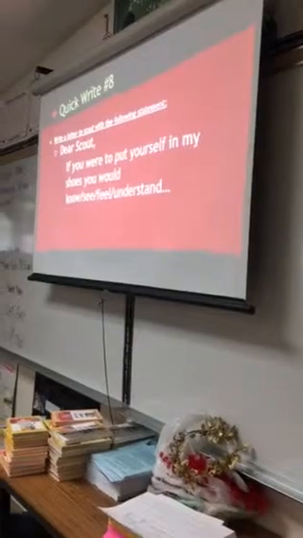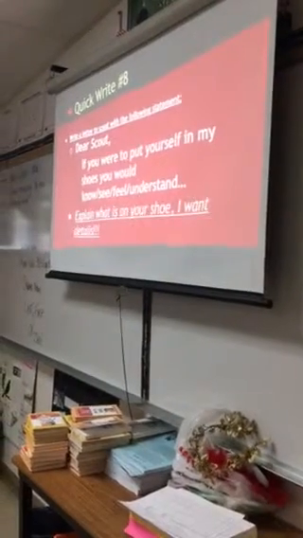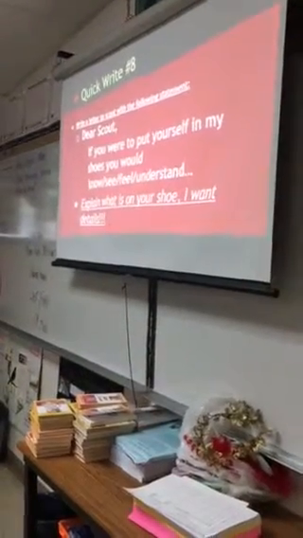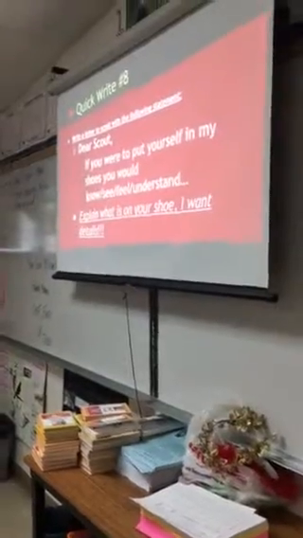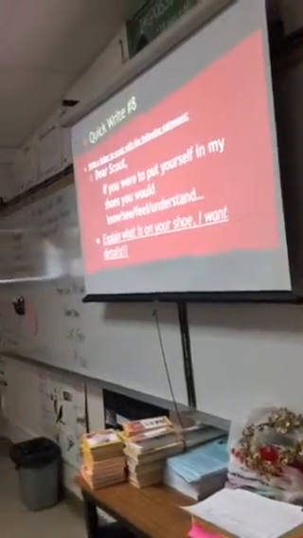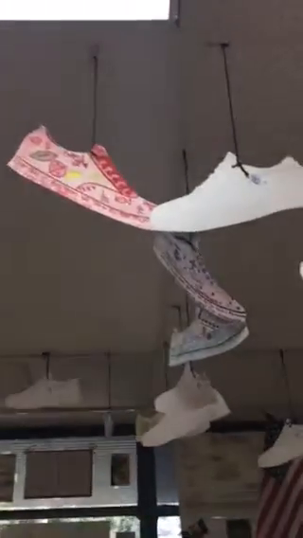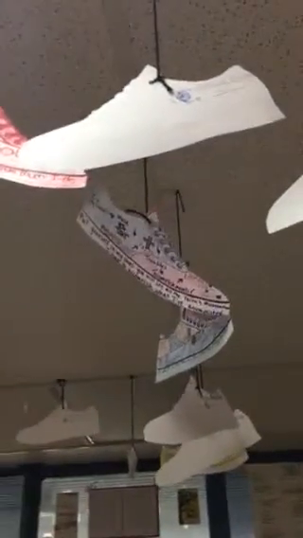Back to the Quick Write, we would read the prompt, I would read it with them, and I would tell them, explain in detail what is on your shoe. I want details. And if you could see up here, these are the shoes they created that represented them, symbols of who they are and what they've experienced. If somebody was to step in their shoe, what would they see, or what would they feel or understand?